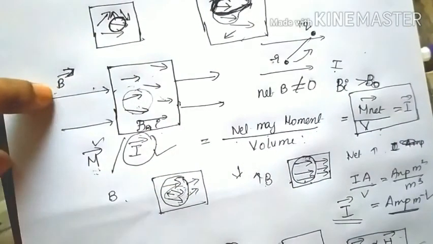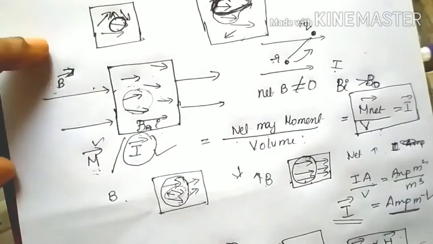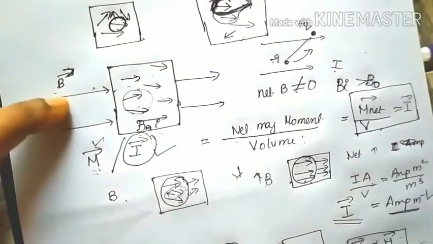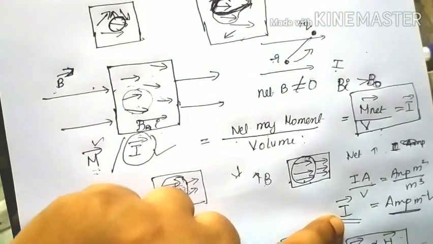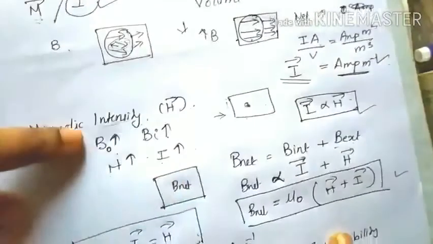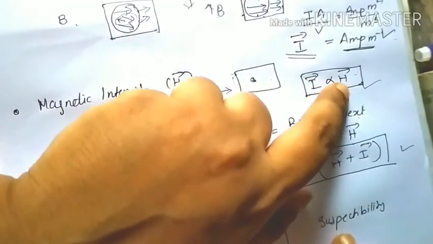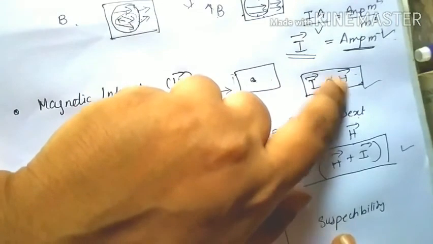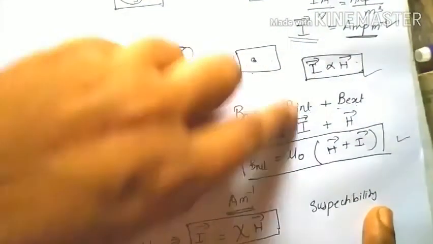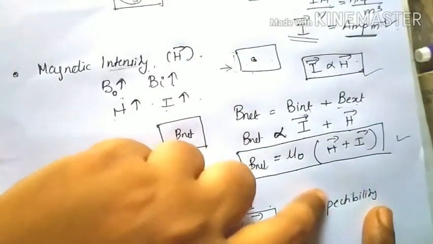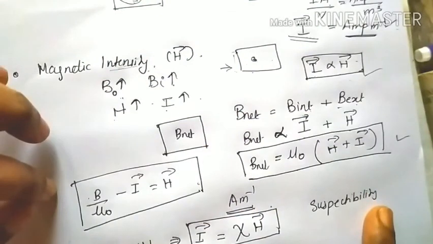So there is a term which is related with B, that is known as H, the magnetic field intensity of the applied field. As the magnetic field intensity increases, I bar also increases, right? Clear? That's why I is proportional to H, and to remove the proportionality I am putting a constant chi or zeta, and that is known as susceptibility. As susceptibility increases, it shows how good the material is towards magnetization.